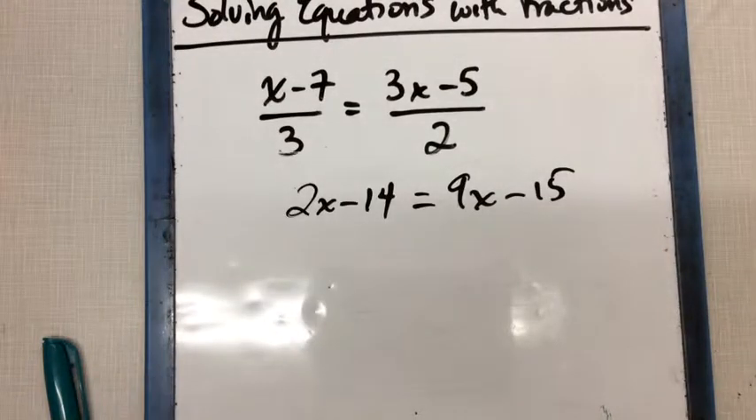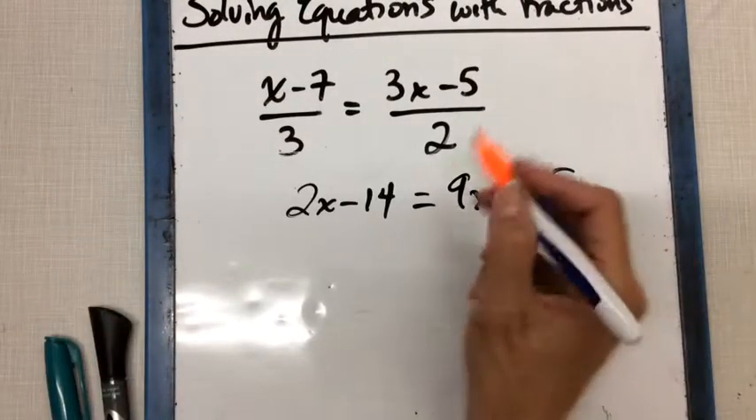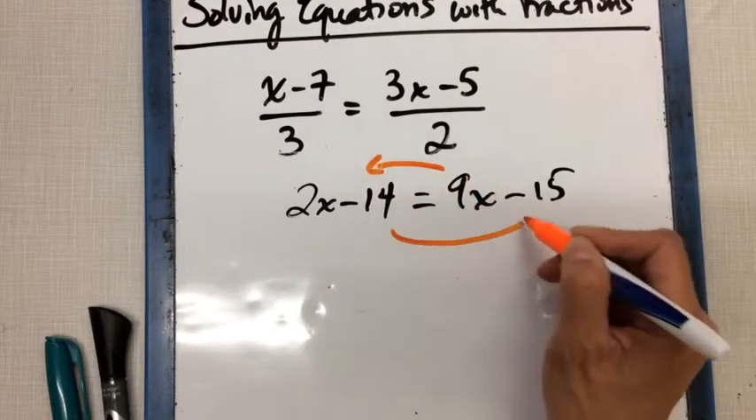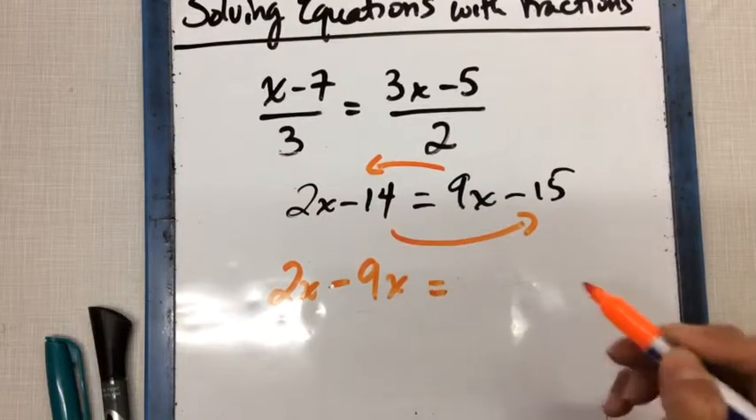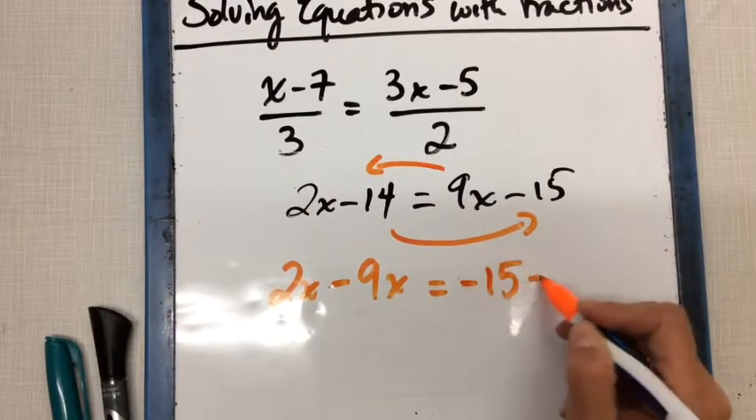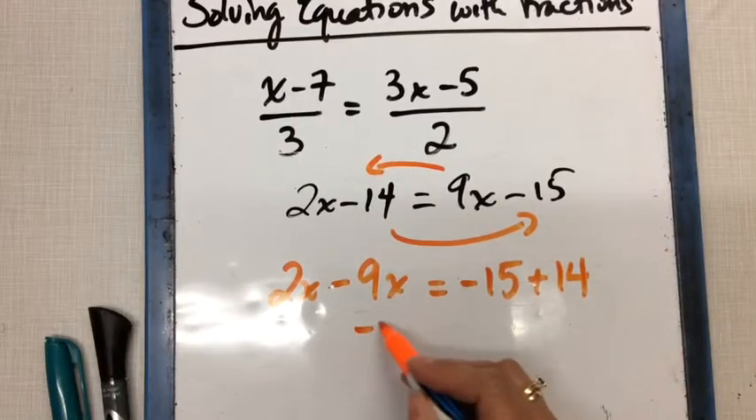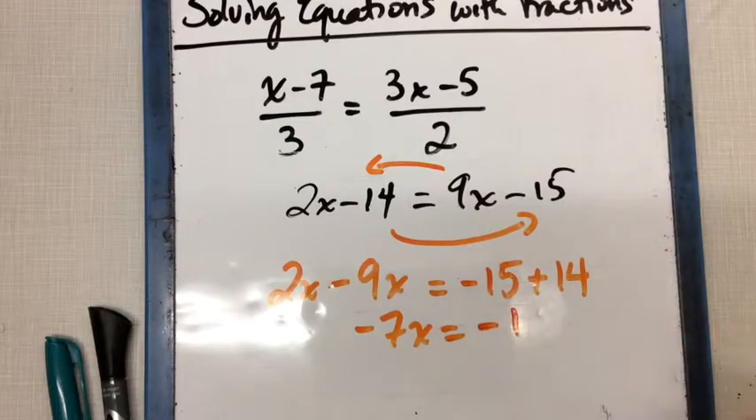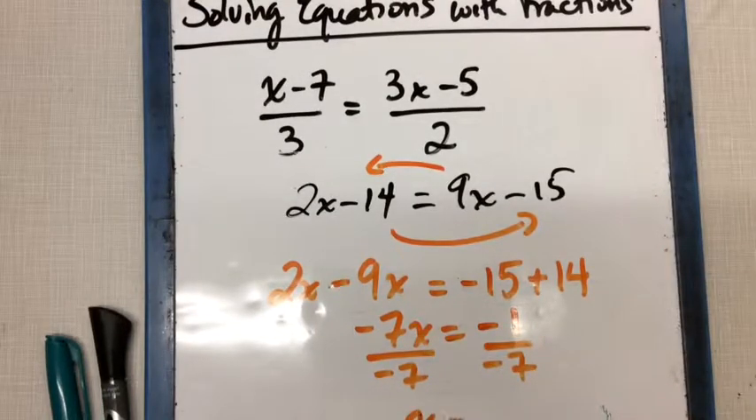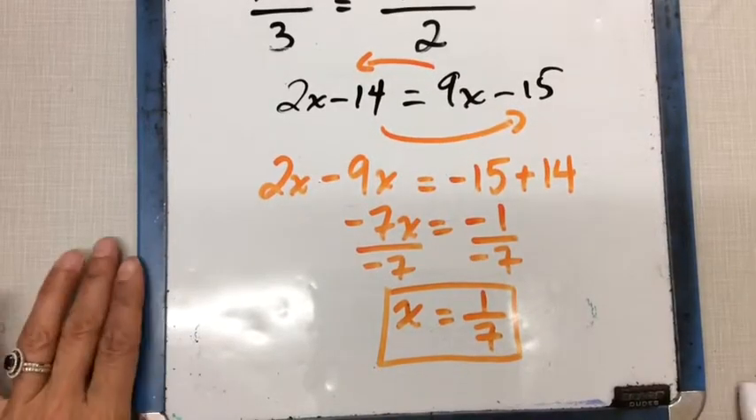And so here we have, I'm going to bring this one over, this one over. You can bring them either side, it doesn't matter. 2x minus 9x, because we're doing the opposite, and negative 15 plus 14. This gives me negative 7x, and this gives me negative 1. And then I need to divide both by negative 7, and so x is equal to 1 over 7. And there you have it. Okay?